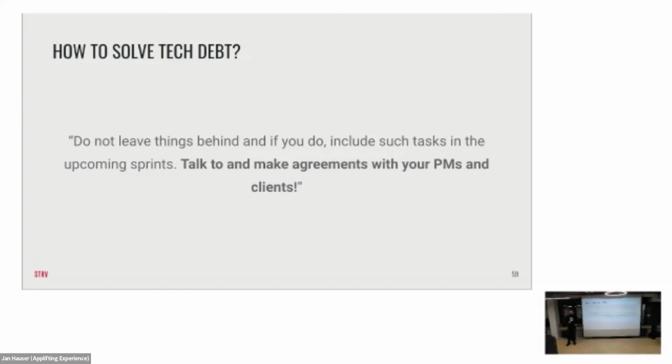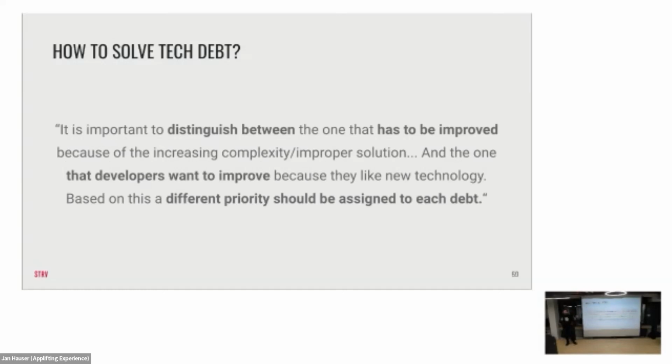Yes. It's important to distinguish between the tech debt that has to be improved because of increasing complexity or an improper solution, which is the one that we really need to fix, and the tech debt that developers want to improve because they like the new tech. Based on this, a different priority should be assigned to tech debt. And again, tech debt has levels of severity, and we need to fix the severe ones first.